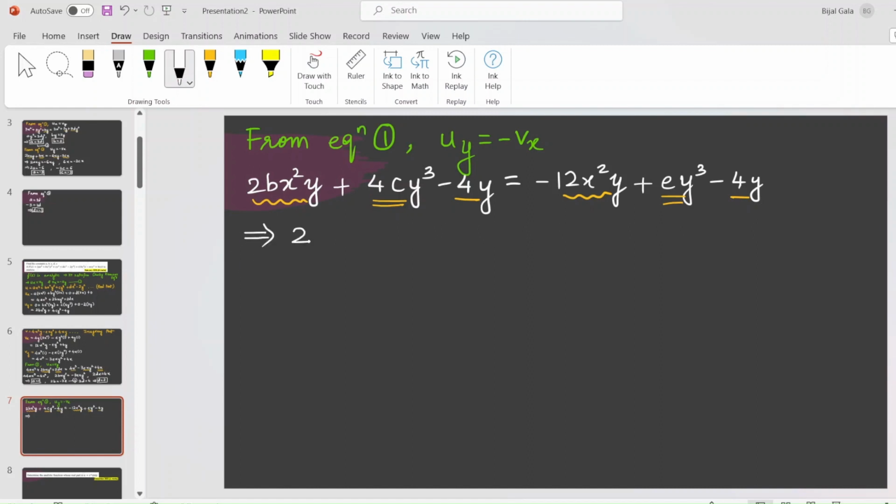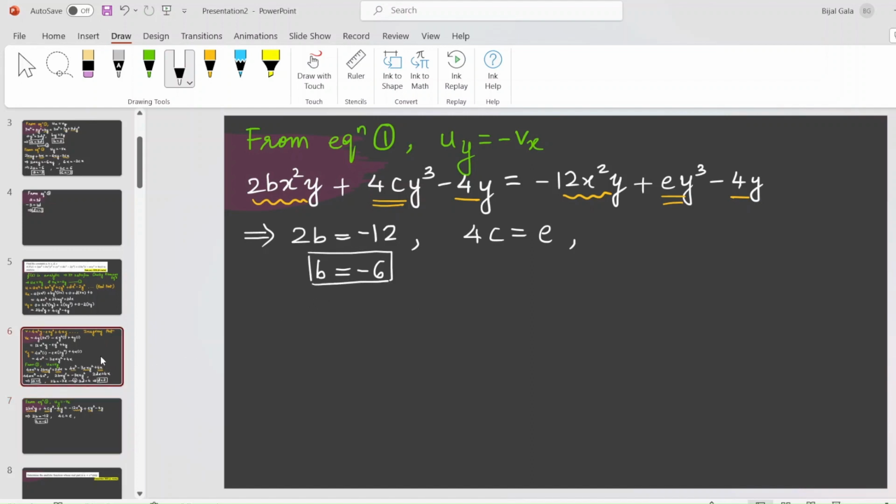So this gives me 2b is equal to negative 12, 4c is e, and negative 4y is equal to negative 4y, which is already equal, so not required. So b is equal to negative 6.